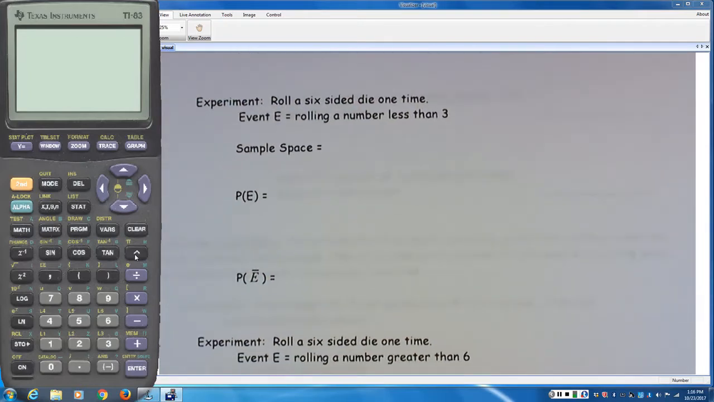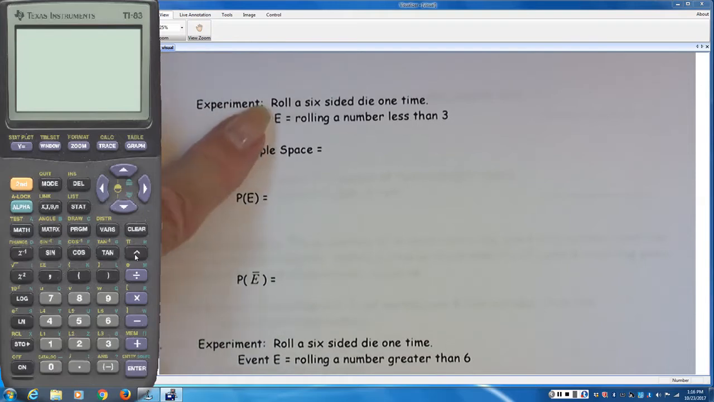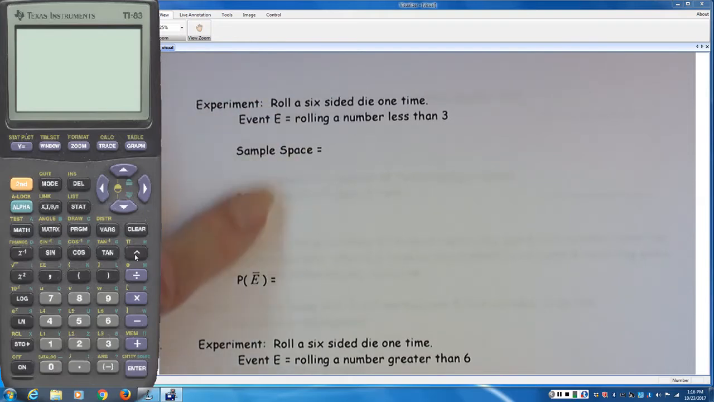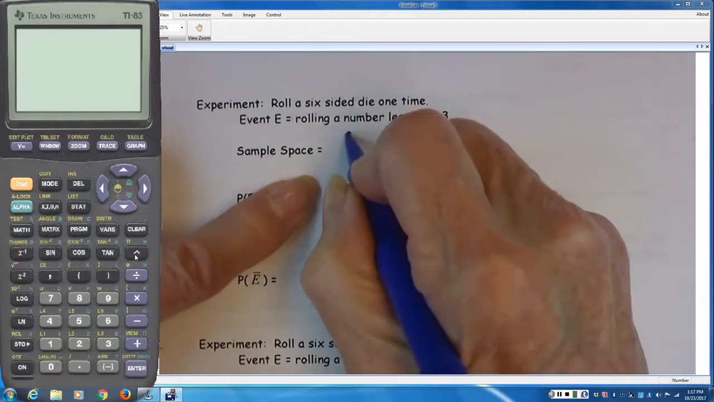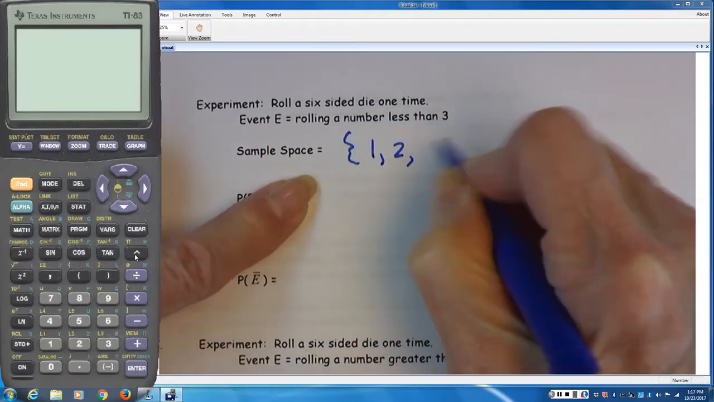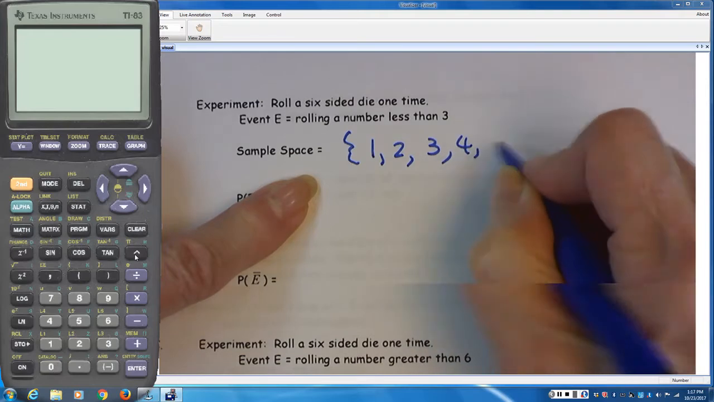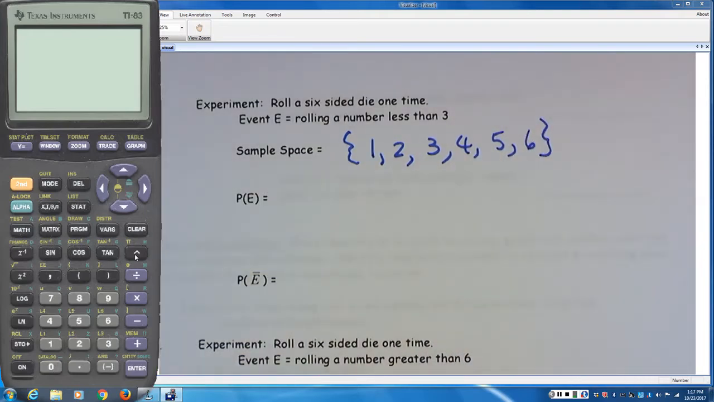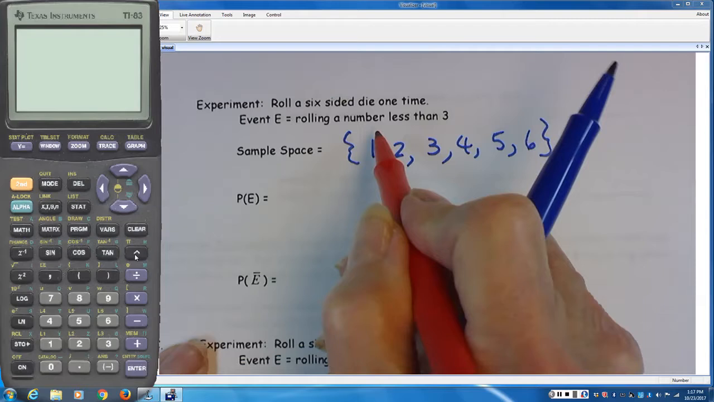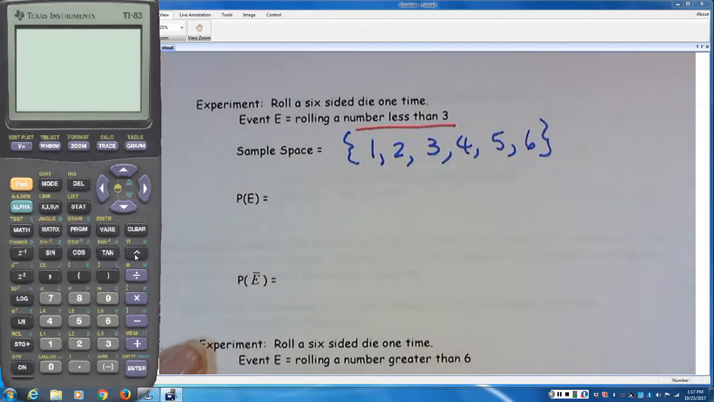So here's another example. Roll a 6-sided die one time. Sample space still the same. But what's the probability of rolling a number less than 3? Okay, there's your sample space. Rolling a number less than 3.